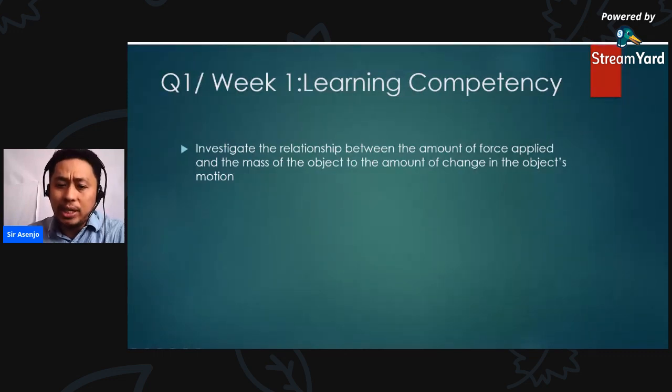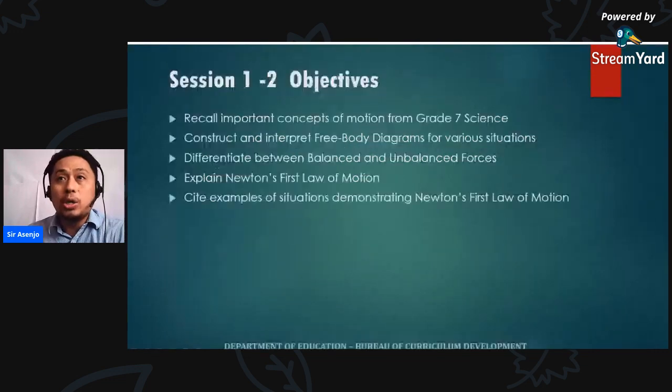Because actually, this learning competency is based on the second law of motion. But for us to be able to really understand this second law of motion, which is the focus of the learning competency, we need to have a good foundation in the first law. So we will have two sessions for this competency, session 1 and 2.